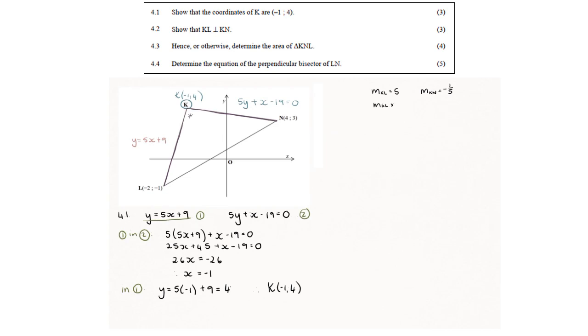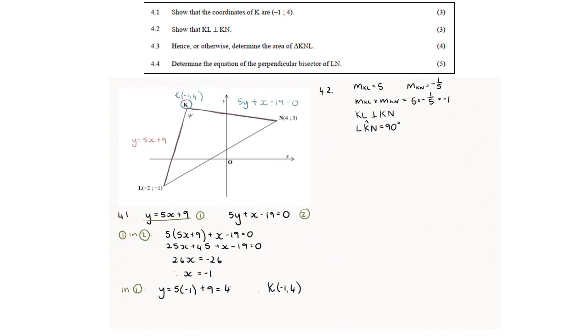If we multiply these two gradients, it gives us an answer of -1. And therefore, KL is perpendicular to KN, and the size of angle LKN is equal to 90 degrees. For this question, you also get 3 marks. You get 1 mark for the gradient of KL, 1 mark for the gradient of KN, and 1 mark if you use the definition of perpendicular gradients.